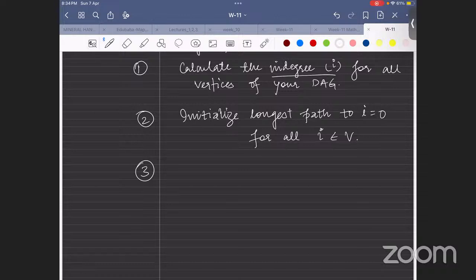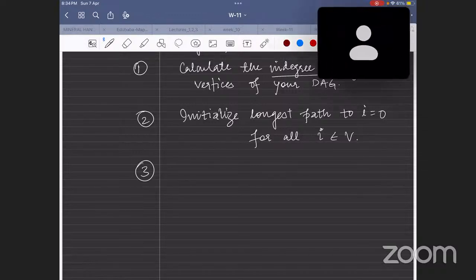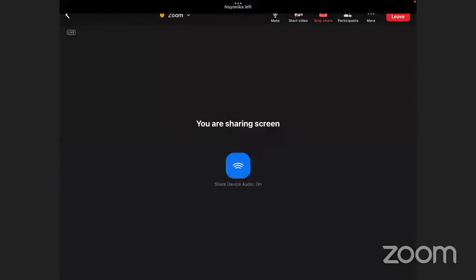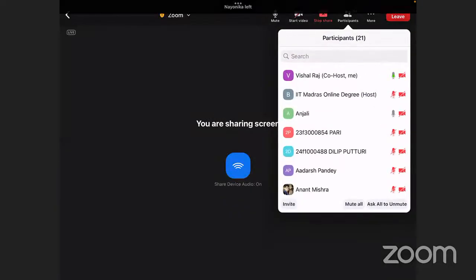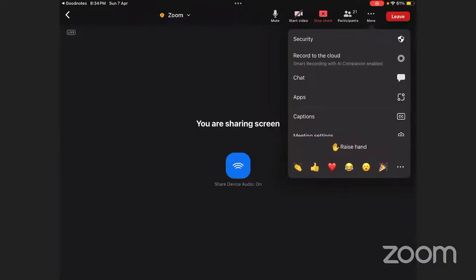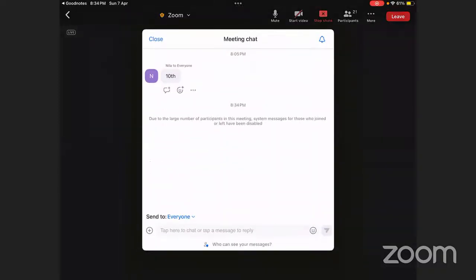I'll just forward it to the... How can I mail you, sir? Yeah, I'll just write my mail ID in the chat box itself. Okay. Not a big issue. It will be done. So don't worry about that. No one else is having this issue, right?